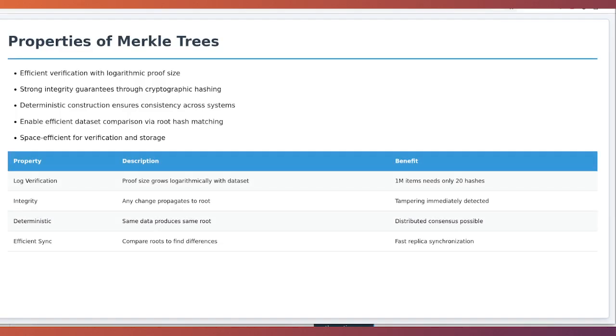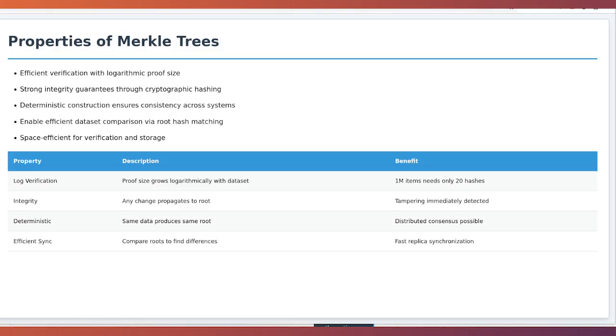Properties of Merkle trees. Merkle trees have several key properties that make them so useful in distributed systems and blockchain technology. Understanding these properties helps explain why they are chosen over simpler alternatives. First, they provide efficient verification. To prove that a specific data block is part of the tree, you do not need the entire tree. You only need a logarithmic number of hashes. For a tree with 1 million leaf nodes, you would only need about 20 hashes to prove membership.